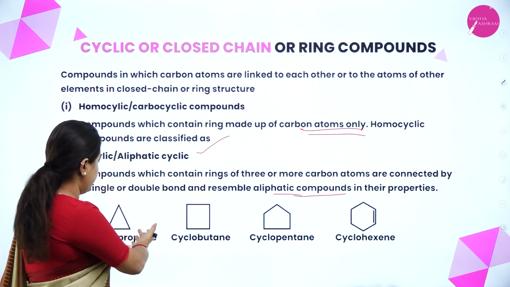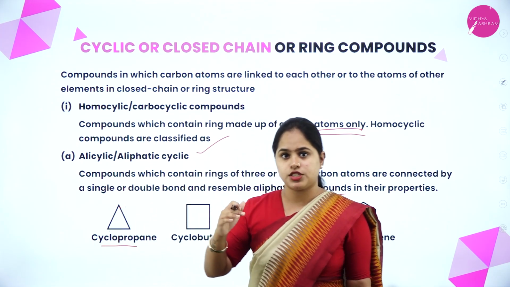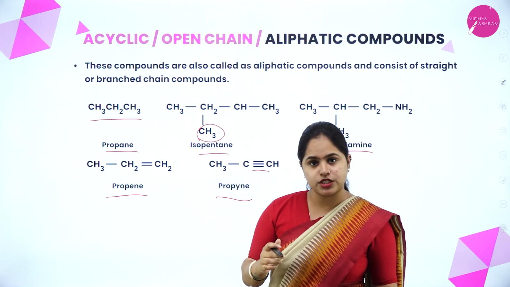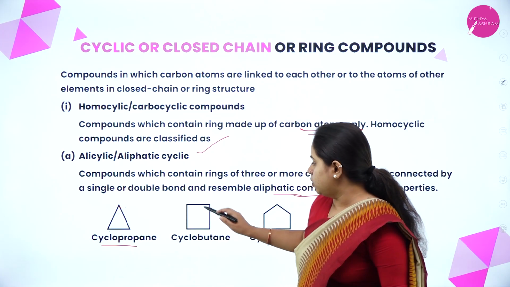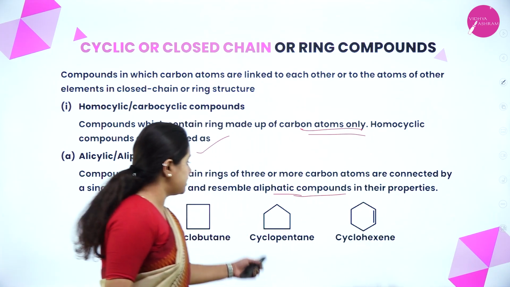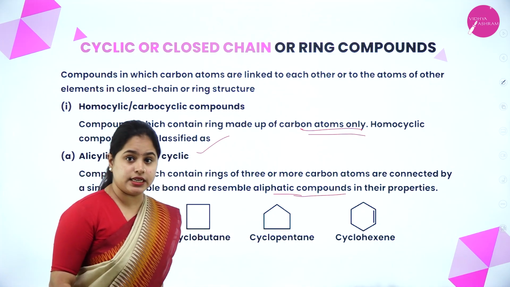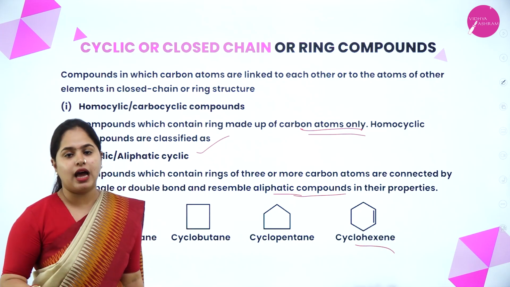So the first example you can see is cyclopropane. We saw the structure of propane here, right? Now if it is in the form of a ring structure, it becomes cyclopropane. Now this is cyclobutane. This is cyclopentane, cyclohexane. Yes, in cyclohexene you can see a double bond as well, right? So in all these examples, they are alicyclic.